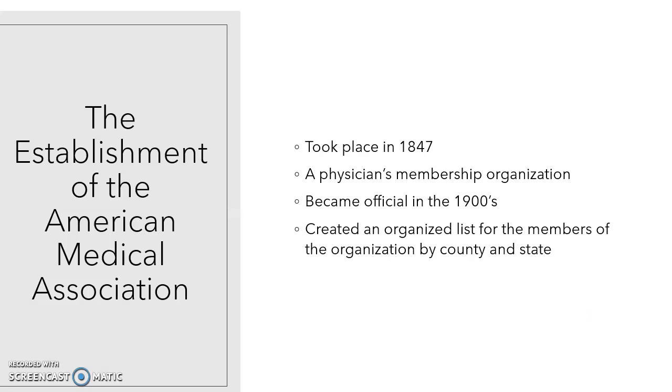Next, we have the establishment of the American Medical Association. This took place in 1847. It was a physicians' membership organization, meaning only physicians could be a part of the group. And it became official in the 1900s, where more and more physicians started to join the membership. It was also created to organize the physicians around the country and states, and it listed them in alphabetical order, made it a little bit easier to pinpoint where those physicians were located.